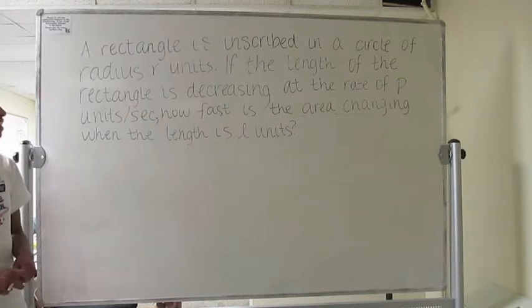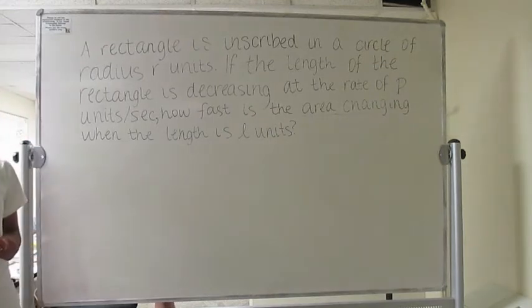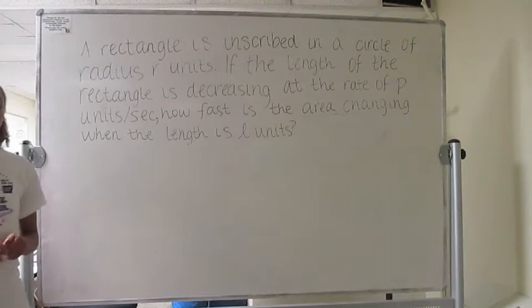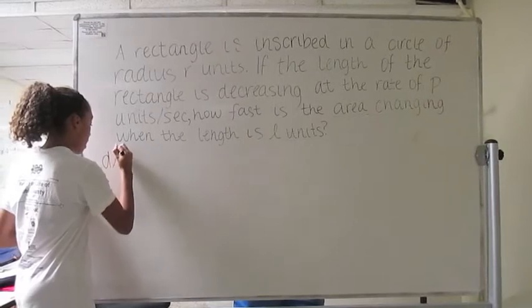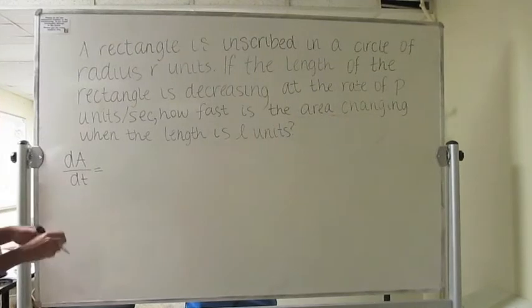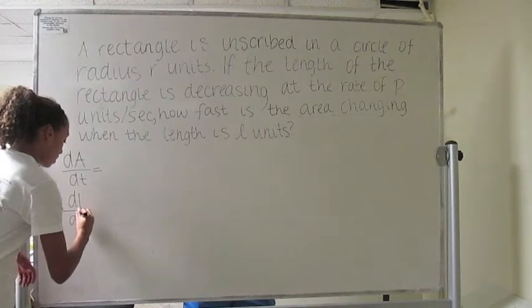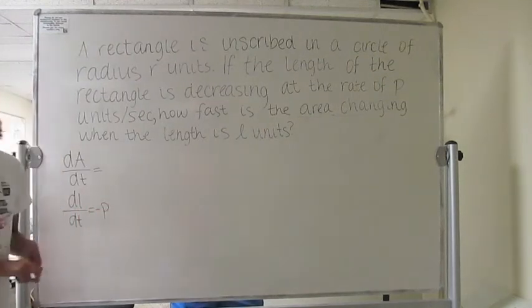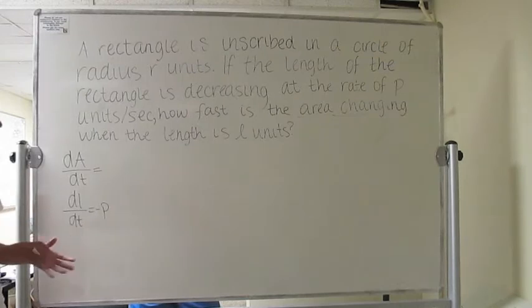The question asks, a rectangle is inscribed in a circle of radius r units. If the length of the rectangle is decreasing at the rate of p units per second, how fast is the area changing when the length is L units? So in this problem, we are trying to find the rate at which the area is changing, which is dA over dt. We are given the derivative of L, which is dL over dt is equal to negative p. Negative because the rate at which the length of the rectangle is changing is decreasing, so it's negative.